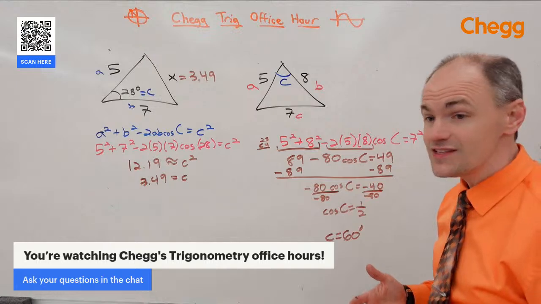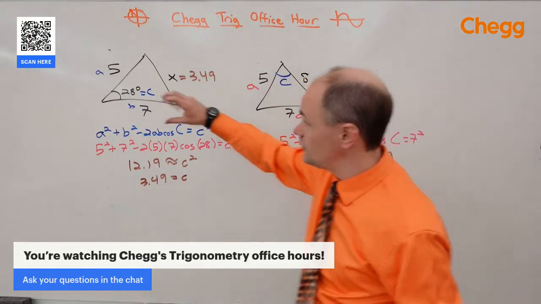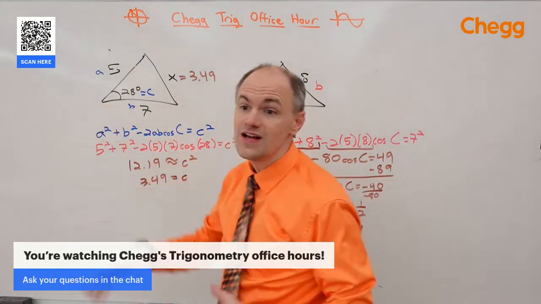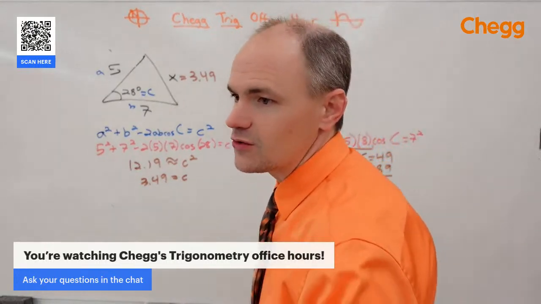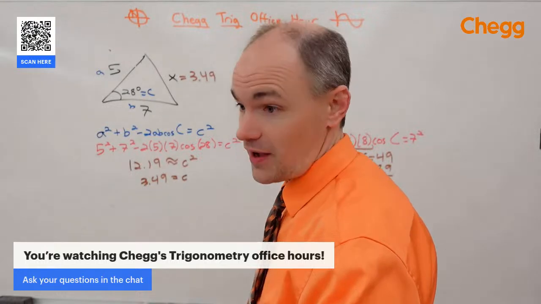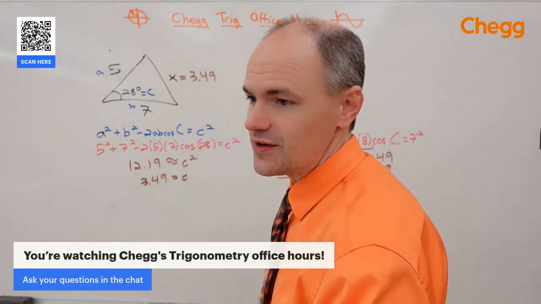So that's the law of cosines. You can use it when you know 3 sides or when you know 2 sides and the included angle to help you solve the triangle. Excellent. Great questions coming in. Yeah, that's pi over 3, which is the same thing as the 60-degree angle.